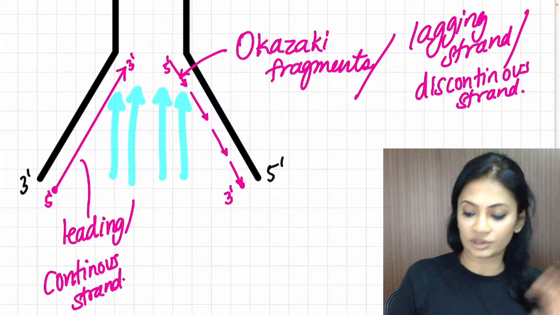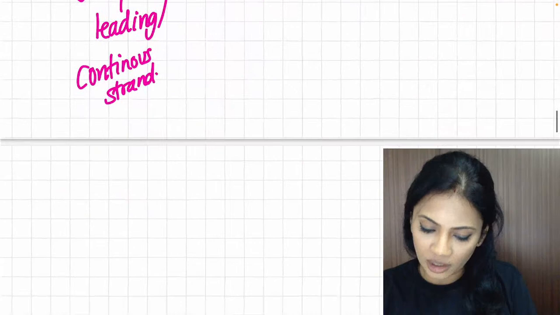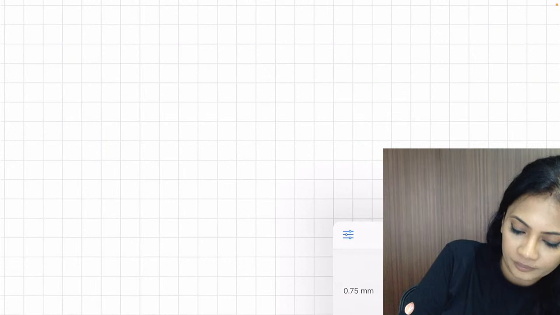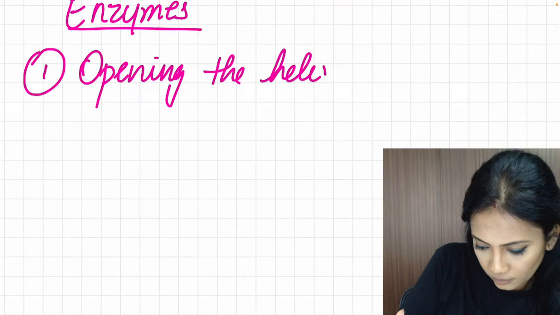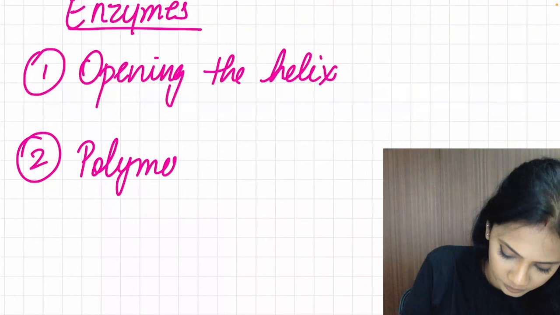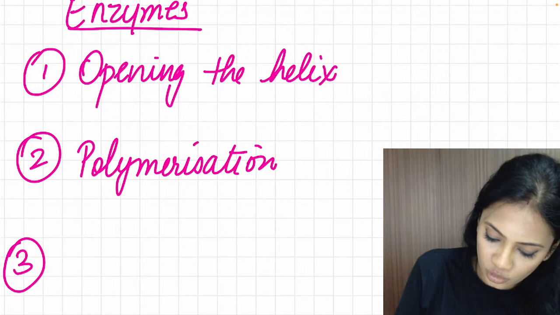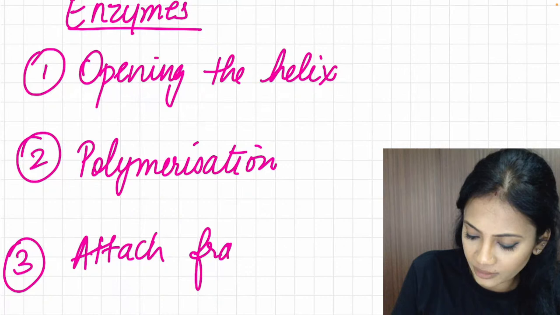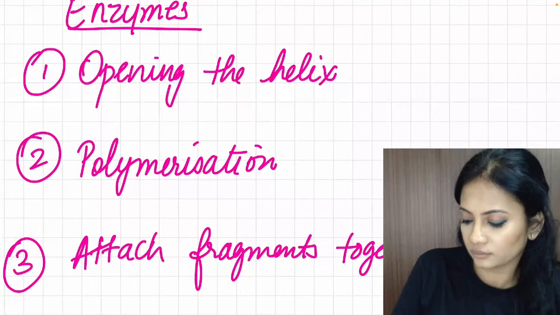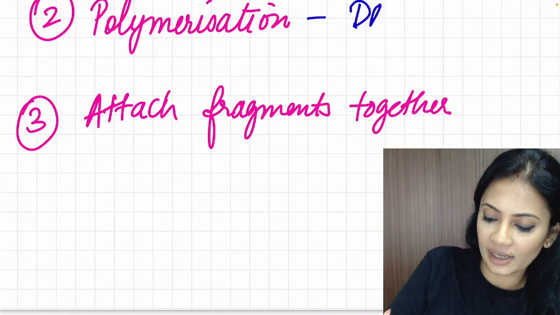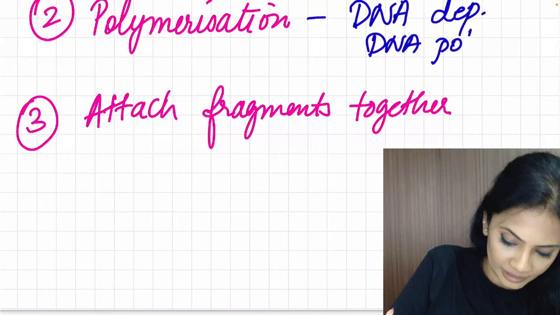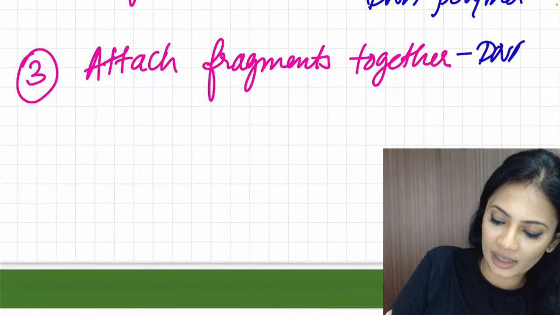Then we see here the different enzymes. First, to open the helix. Second, polymerization. And third, to attach fragments together. What are these enzymes? Opening the helix, helicase. Polymerization, DNA dependent DNA polymerase. And attaching the fragments together, DNA ligase.